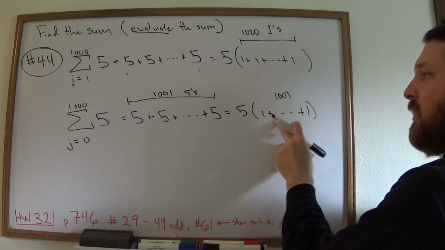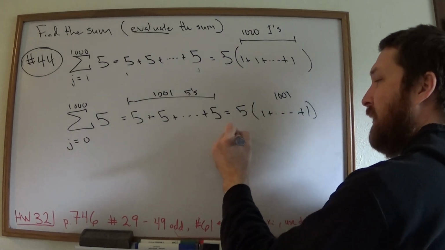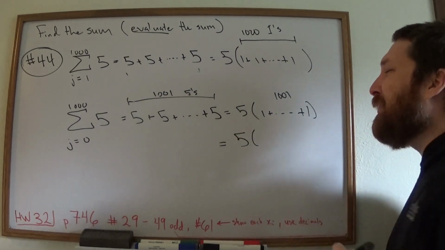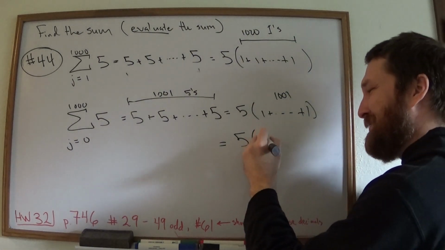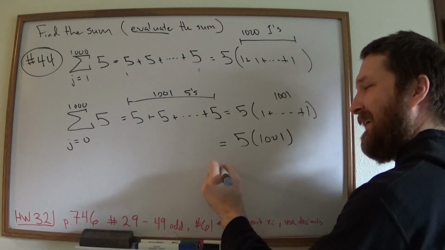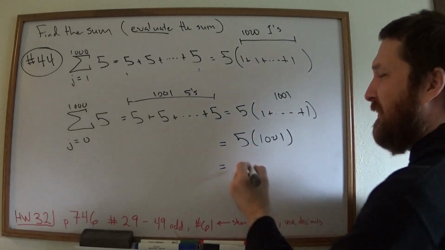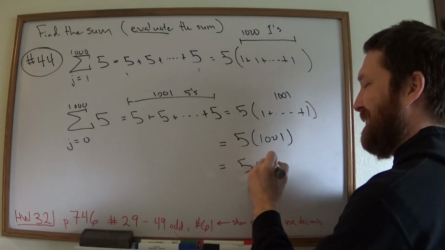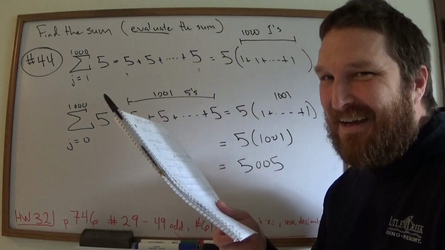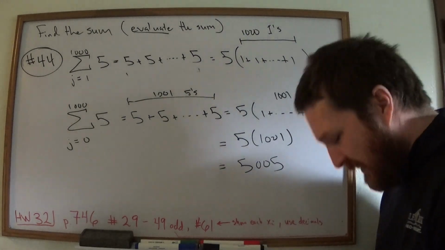1,001 ones, all added. That sounds terrible. That many ones all added together gives you 1,001. Which should give you what, 5,005, I think? I didn't write this down. I went to look. I really did. I was like, it's 5,005, right?